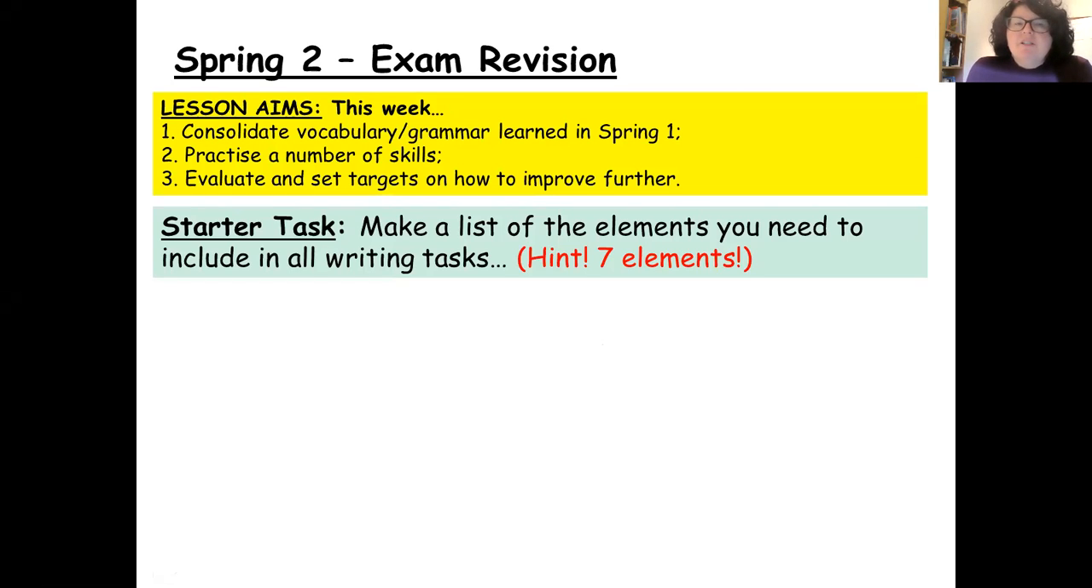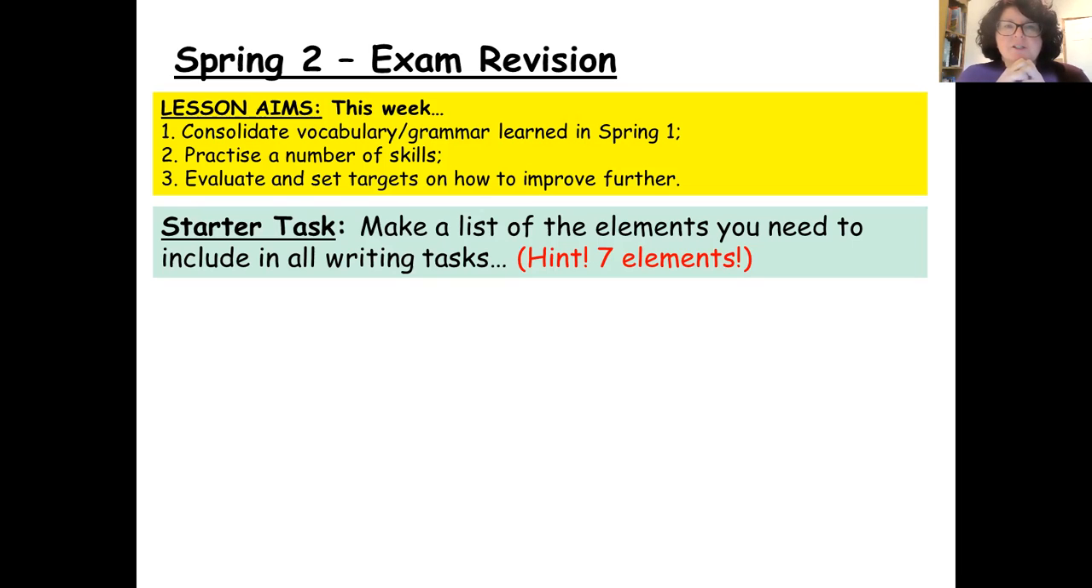Okay, zum Anfangen bitte schreib Spring 2 Exam Revision in deinem Heft auf. So write down the title. And this week, as you know, your exam is going to be on Thursday in your double lesson. And so what we're going to be doing today is I'm just going to run through some revision with you for what we've done in Spring 1. Okay, and actually in all of the term.